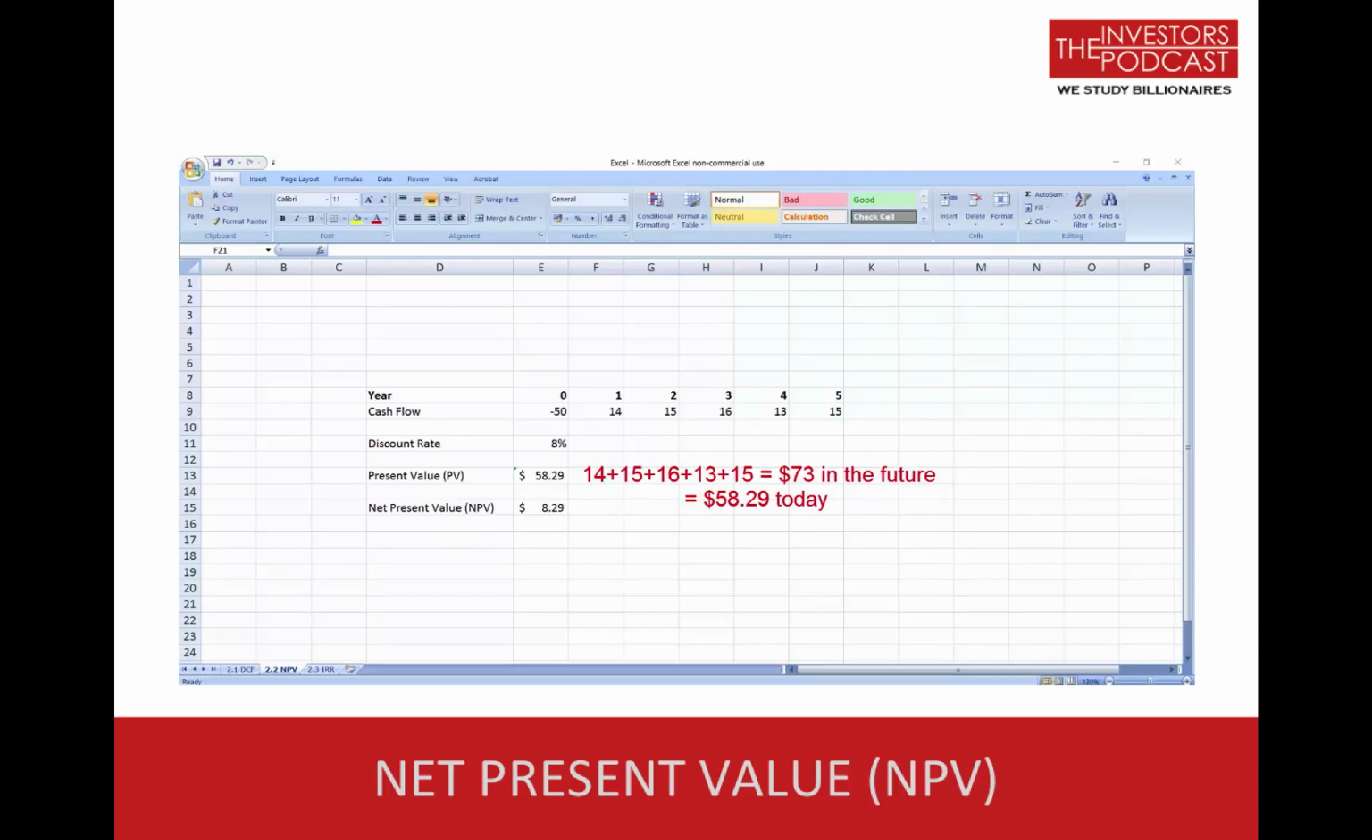In other words, this is what $73 is worth today given inflation, opportunity cost, and the specific risk for the individual company. As an investor, you should therefore be completely indifferent whether you receive $58.29 today or $73 distributed over the next 5 years.